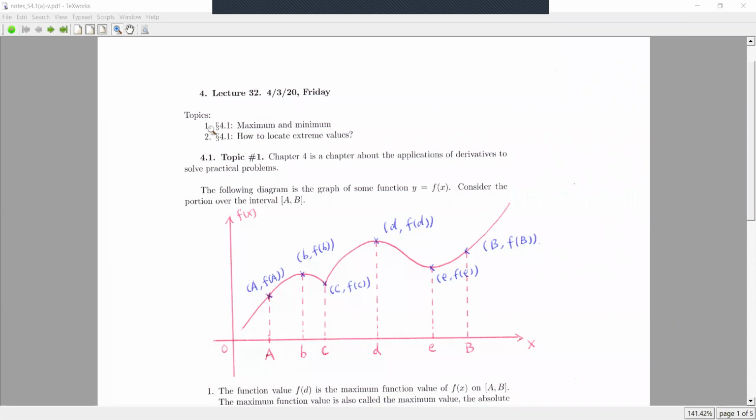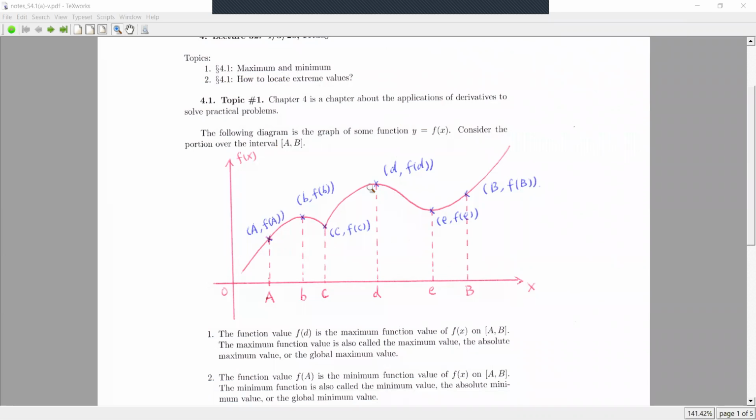Today we study section 4.1. There were two topics. Topic 1 is maximum and minimum function values. Topic 2, how to locate maximum and minimum function values.